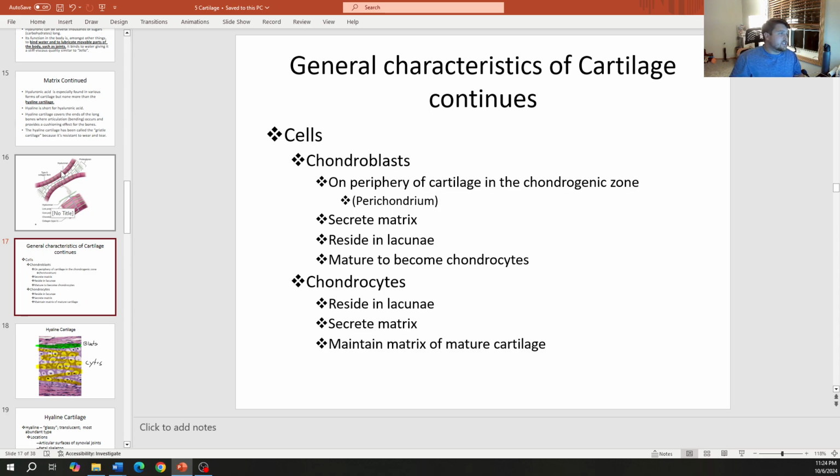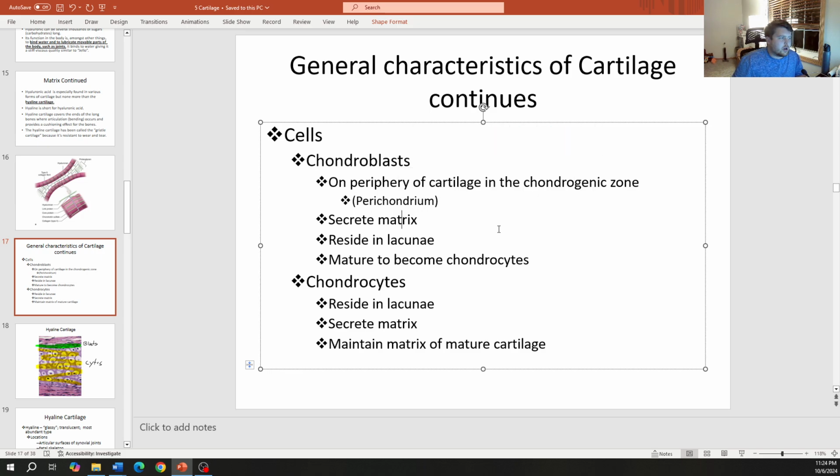Okay, general characteristics of cartilage. Again, we always see chondroblasts. We have that perichondrium, which we talked about. It secretes matrix. We're going to have lacunae. Again, remember lacunae being those little cave-like structures. So just like where the osteocytes reside in lacunae, chondrocytes and chondroblasts also have these little lacunae, these little caves where they like to make their little home. Chondrocytes secrete the matrix, again, all that kind of good stuff.